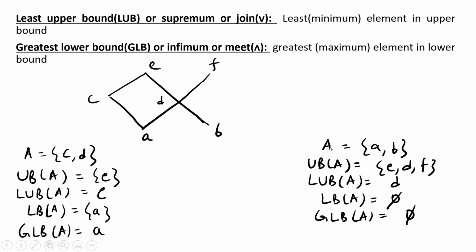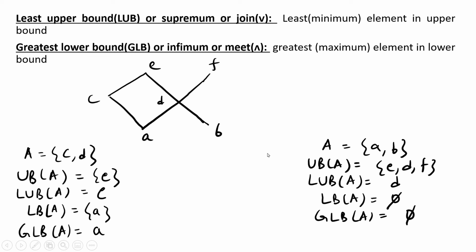Then let's check for this set, A, B. Then the upper bound of the set would be: A is connected with D and B is connected with D. Then D is fine, D is in the upper bound. Then this is also further connected with E and F. So A is connected with E also and B is connected with E also. And here A is connected with F and B is also connected with F. So in the upper bound we have E, D, F. So the least would be D.